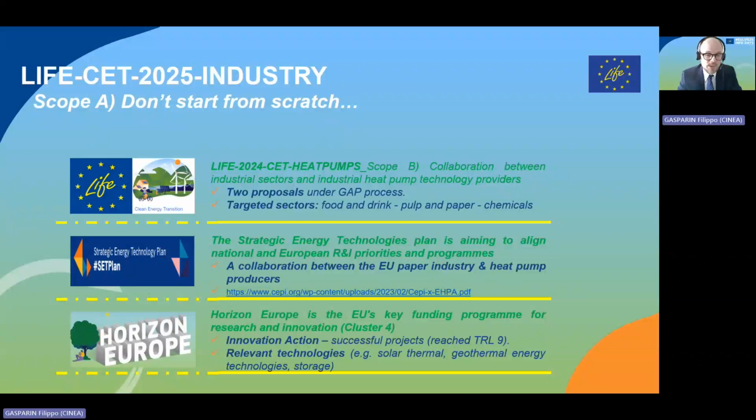Finally, I just want to mention that there might be very mature and successful projects funded through Horizon Europe that were capable of increasing the TRL for some technologies, such as those that have to do with solar thermal, geothermal, and storage. Therefore, these technologies that have now reached a higher level, around 9, can be considered relevant for this collaboration.